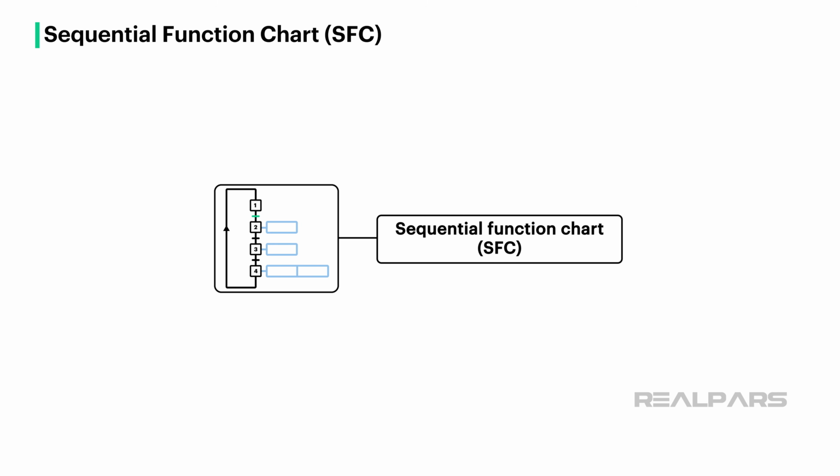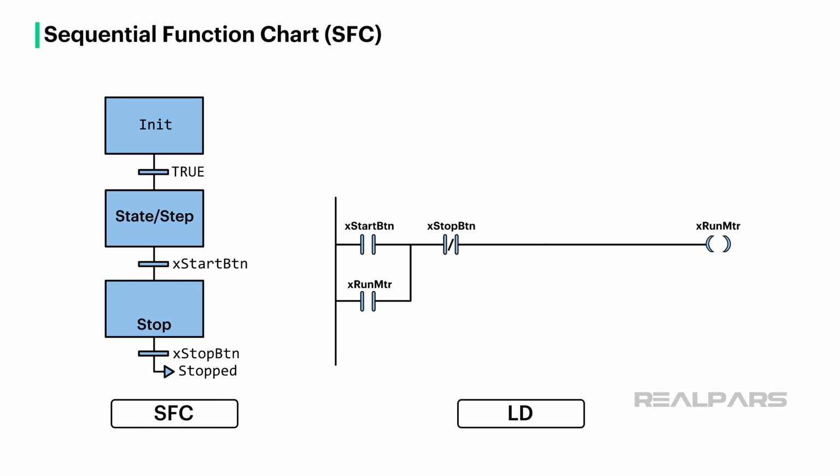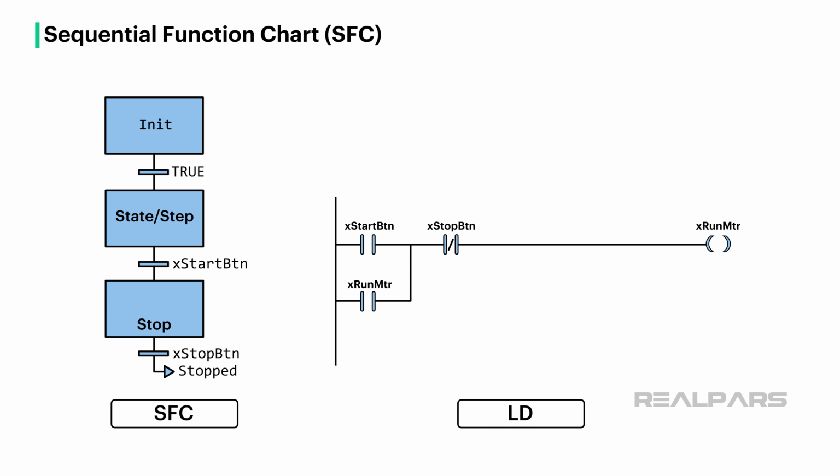Sequential Function Chart, or SFC, is another high-level language that looks like a flowchart. Because of its similarity to a flowchart, Sequential Function Chart is a great programming language for modeling sequential processes on a high level. Because it is so high level, Sequential Function Chart should only be used to model processes, not to write control logic. As you can see, the logic to control a simple conveyor takes up almost half a screen when implemented in SFC, and only one rung in ladder diagram.